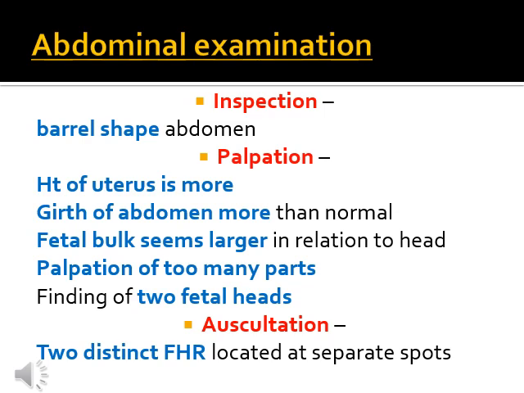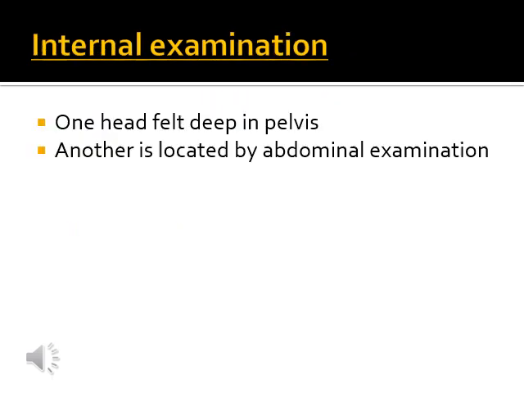When you are palpating, you will feel many parts and you may even feel two fetal heads, as there are two babies in the womb. Then in auscultation you will get two distinct fetal heart rates located at separate spots. If you are doing the internal examination, one head may be felt deep in the pelvis, one may be engaged in the pelvis, and another can be located by the abdominal examination.